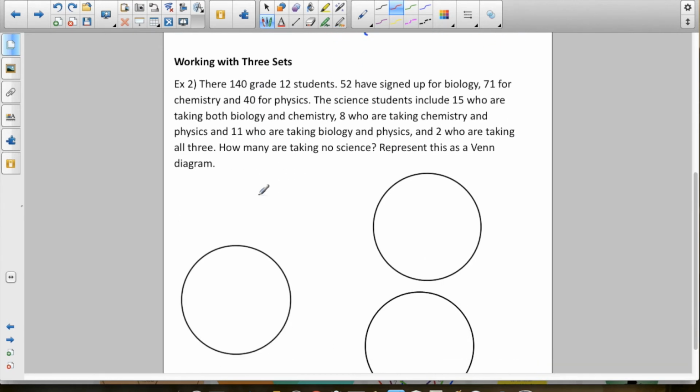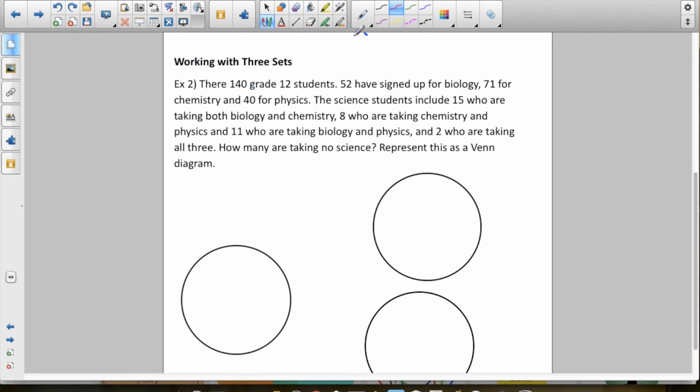Okay, this is a classic example with 3 sets. So they've given us these numbers. There are 140 grade 12 students, 52 have signed up for biology, 71 for chemistry, and 40 for physics. The science students include 15 who are taking both bio and chem, 8 who are taking chemistry and physics, and 11 who are taking bio and physics. And there are 2 who are taking all 3. How many are taking no science? So there are some students in the grade 12 class who are not taking science.